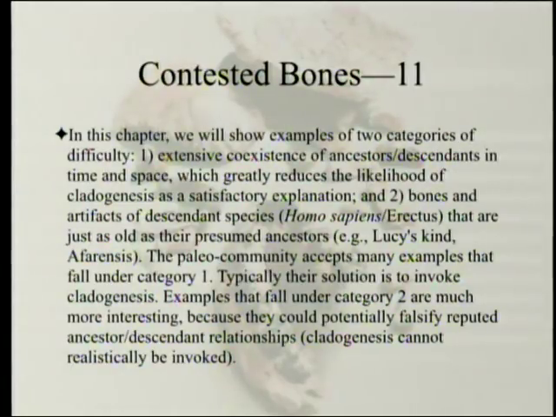The paleo community accepts many examples that fall under category one. Typically, their solution is to invoke cladogenesis. Examples that fall under category two are much more interesting because they could potentially falsify reputed ancestor-descendant relationships. Cladogenesis cannot realistically be invoked in this situation.